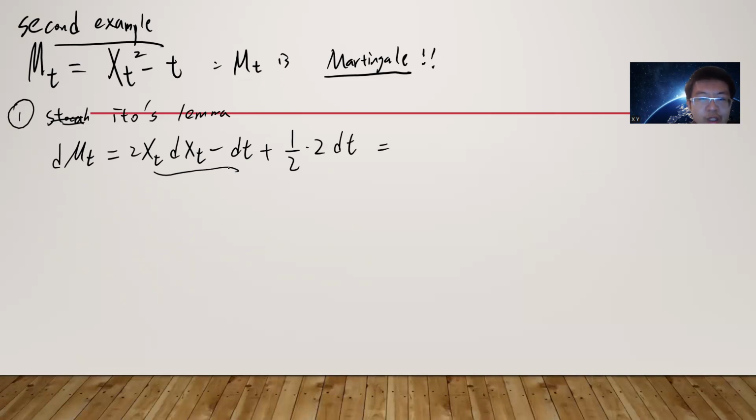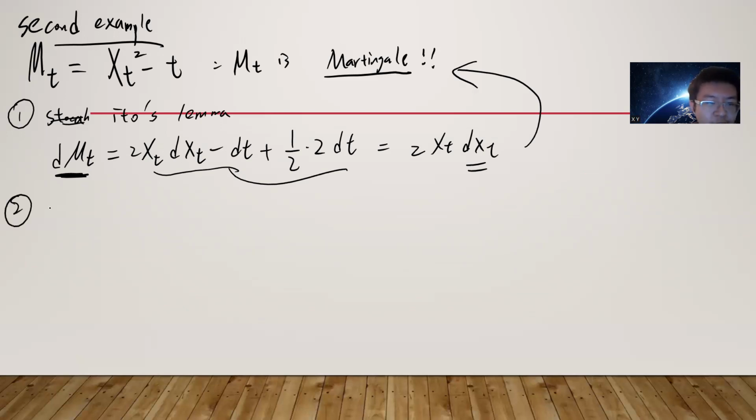And you can see dt cancels. So you get 2 X_t dX_t. You can see there are no other terms. So in this case, if your differentiation has no other terms, this will prove it's a martingale. Okay, but this is if you know the Ito lemma, right? But let's say we want to prove it by definition.